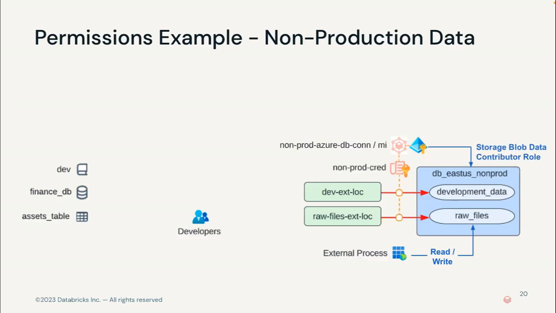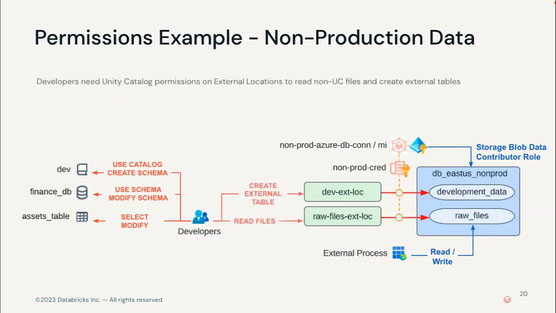I still have to give that storage blob data contributor role to my managed identity. And then my developers need privileges on the data assets in Unity Catalog, right? So in this case, that's my dev catalog. And I'm going to have to give them some Unity Catalog permissions on those external locations. These are special permissions that let the developer read those files that are landing in cloud storage that are not actually in the lakehouse yet.